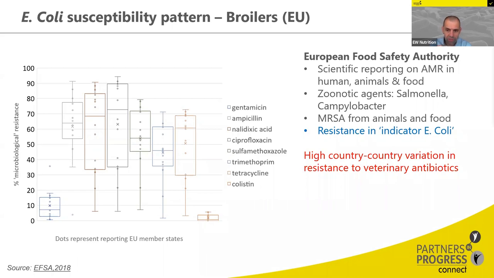So within Europe, the EFSA, the European Food Safety Authority, publishes a report on a regular basis showing the antimicrobial resistance pattern of E. coli in healthy animals. Here you see the pattern from the 2018 report for 8 different antibiotics, and every dot on this graph represents the average value of a European member state. So you see a high country-to-country variation in the resistance to veterinary antibiotics exists.